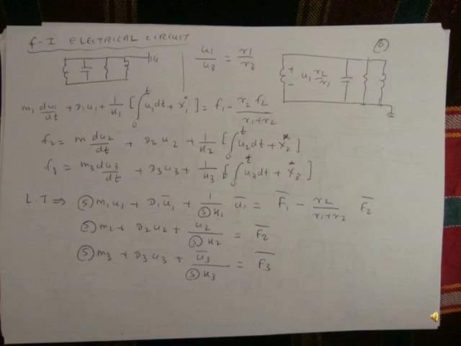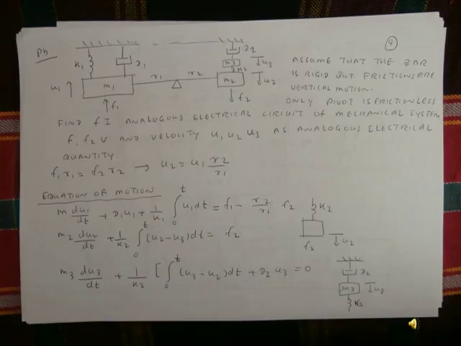So the problem is given. In this case, mass M1 is held by a spring and a shock absorber. Spring K1 and shock absorber D1. Force F1 acts on the mass M1, so the mass M1 moves with velocity U1. The mass M1 is connected to the lever and then connected to the mass M2.